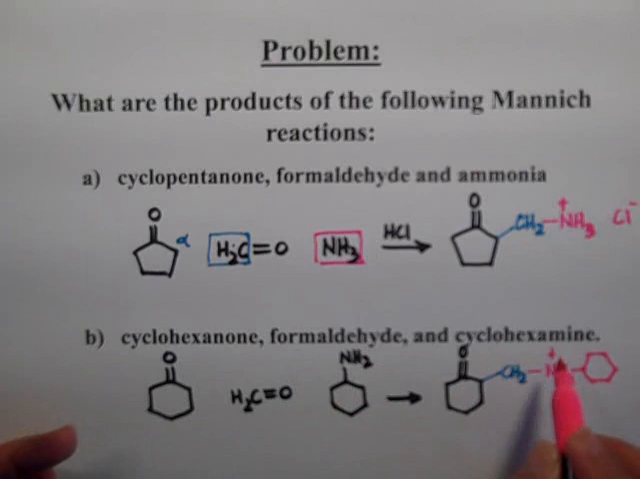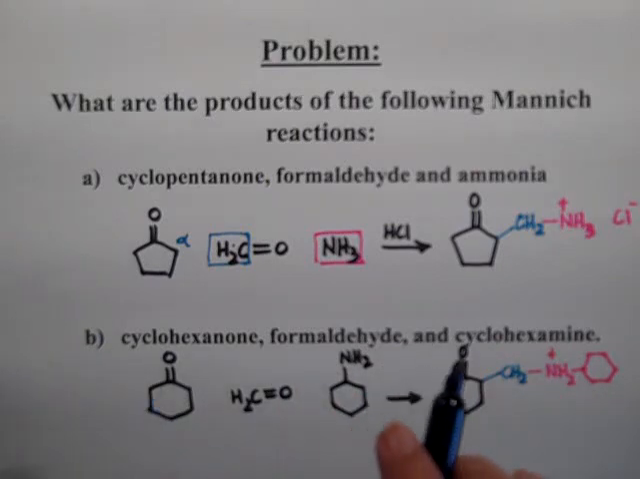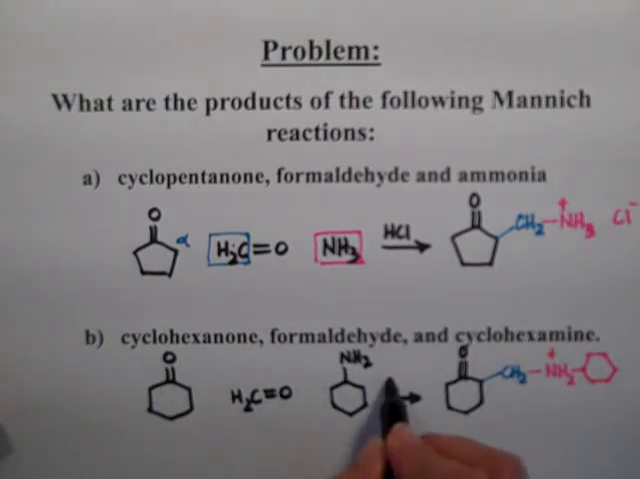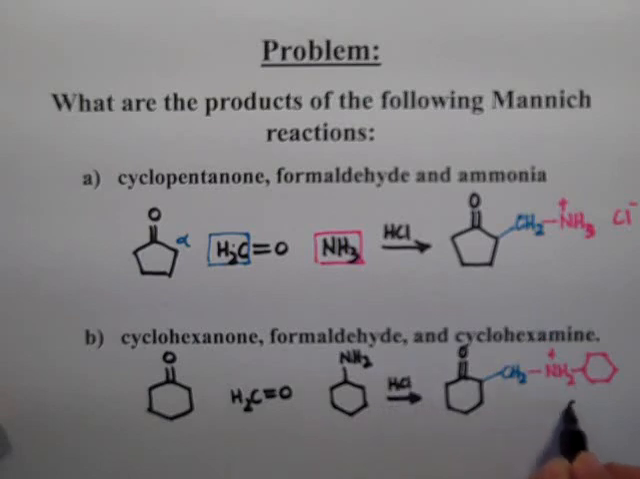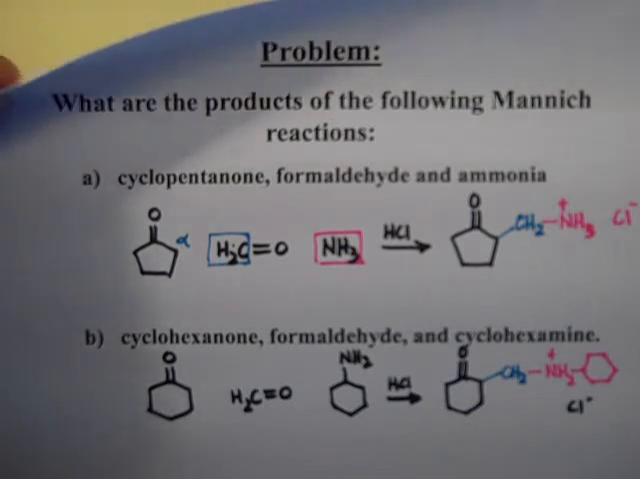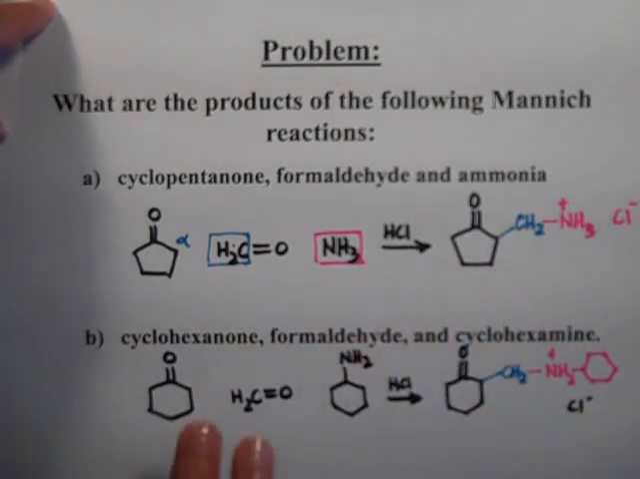It's positive, so my counterion is going to be the chloride of, ooh, I forgot to put the HCl. The chloride of the HCl. All right, that's part 3. Make sure you listen to part 4. So this is the Mannich reaction.